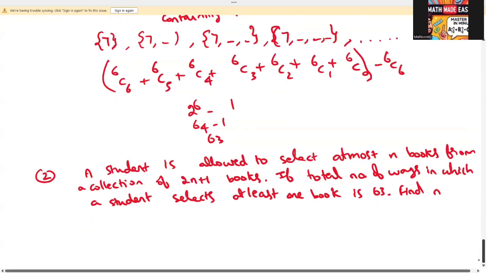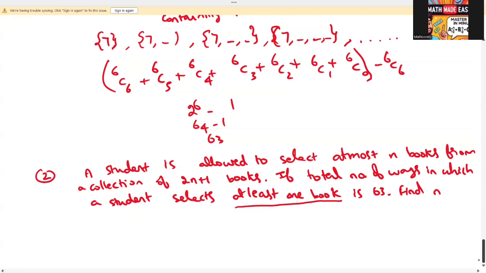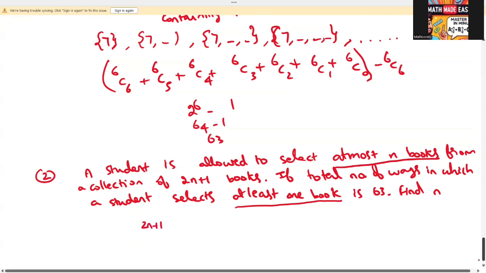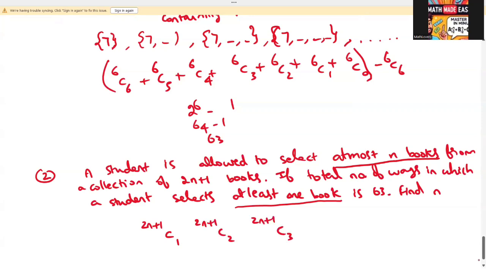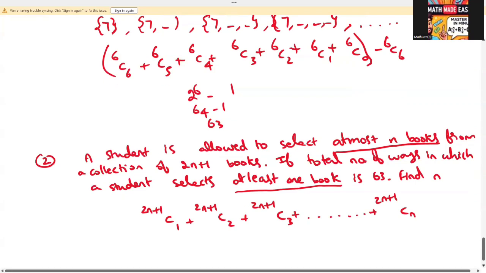So they have given two conditions, an at most condition as well as an at least condition. He has to choose at least one book and he has to choose at most n books. So 2n plus 1 is the total number of books, which seems to be an odd number here. From 2n plus 1 books, he is allowed to pick one book, or two books, or three books, and so on till he is allowed to pick a maximum of n books. These are all our success cases. But 2n plus 1 C0 is not allowed because he has to pick at least one book.